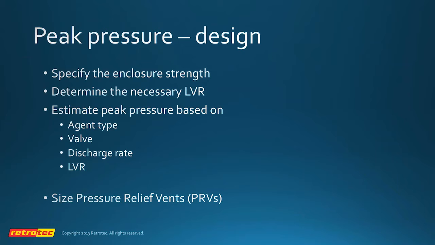So in peak pressure design, we have to specify the enclosure strength. We need to determine the leak-to-volume ratio that's required, and the estimate of peak pressure is based on the type of agent, whether or not it uses a regulating valve or not, the rate of discharge, and again, the leak-to-volume ratio. That's what we use to size the pressure relief vents.